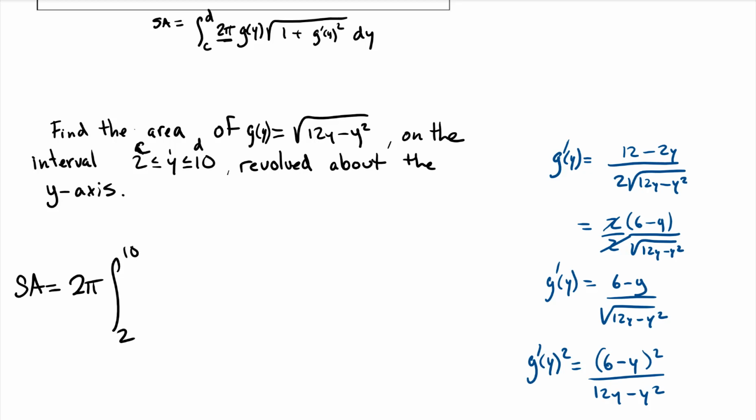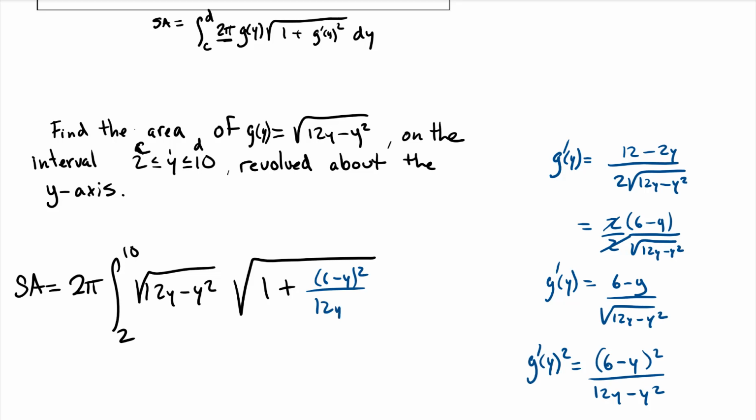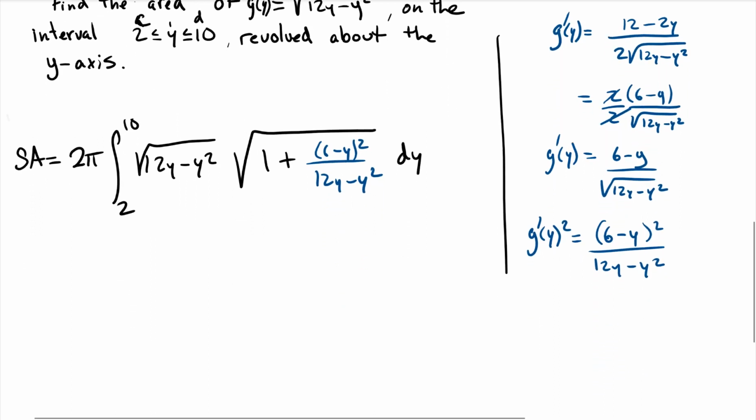And now we're going to put in our g of y, which is the square root of 12y minus y squared, times the square. Oh, we have a square root times the square root. And then we have 1 plus, and then we put in our g prime of y, which is 6 minus y all squared over 12y minus y squared, dy. So, all right, I think we're ready to go here. There was our scratch work off to the side.